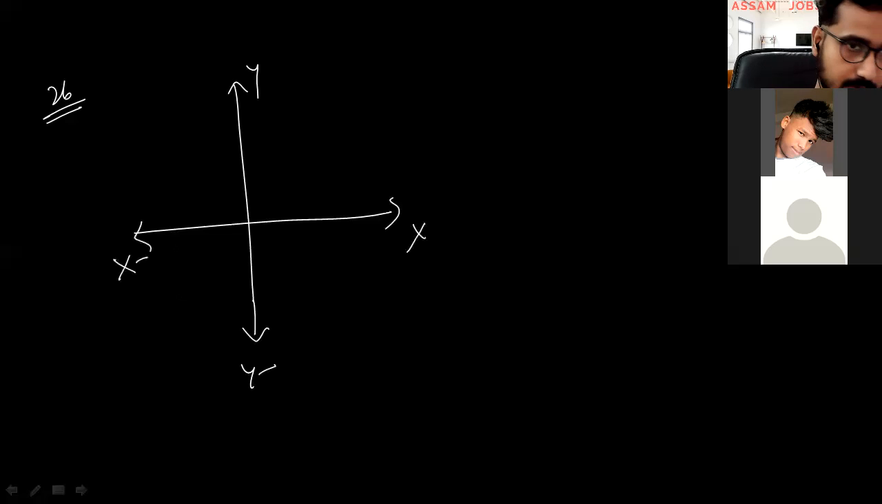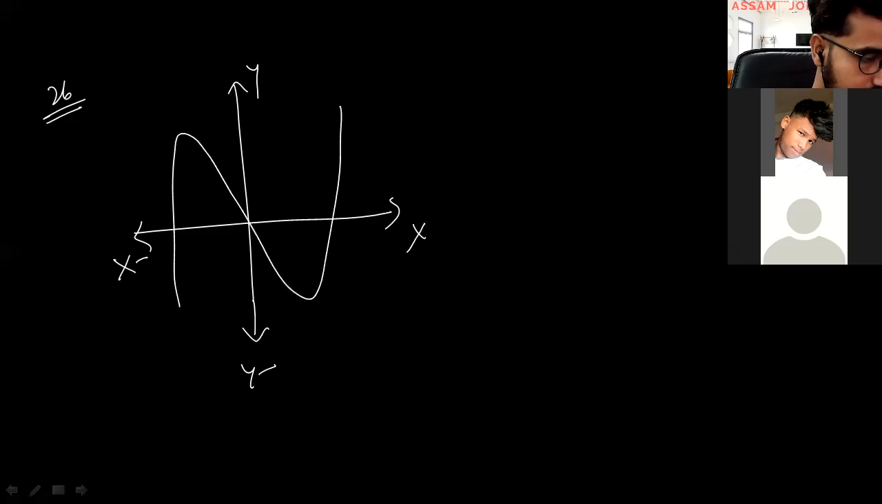Now if you look at the graph, it will be like this. Suppose you are given, now see, it is not a quadratic polynomial, because it is not a parabola. So it will be a cubic polynomial. Suppose this one.